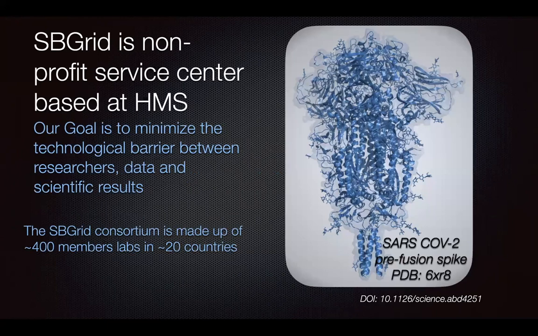I think everybody on this call probably knows pretty well, but I just like to put it out there: our mission statement, our goal here at SBGrid, is that we're a nonprofit, we're academics, we're based at Harvard Medical School, and our goal is to make computing in structural biology easier, right? To minimize this technological barrier between people working in the lab, their data, and getting their papers written. We've been doing this for about 10 years. We are over 400 member labs now, which is amazing and humbling, in more than 20 countries. So we're growing all the time, and we're happy to do it.